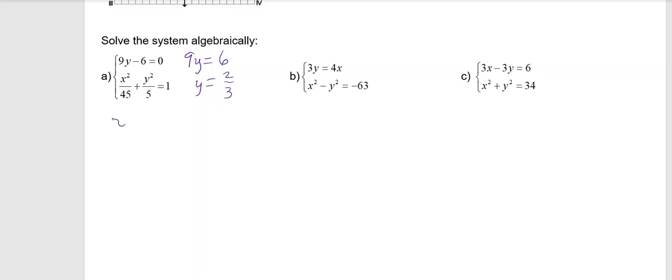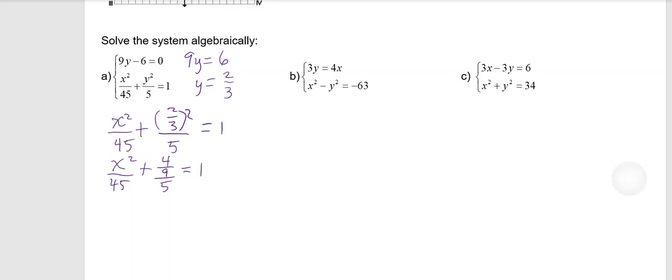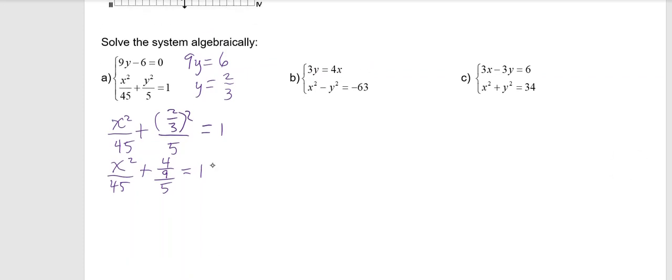So we got x squared over 45 plus, and here I'm going to plug in what I just found for y, (2/3) squared over 5 equals 1. Let me simplify that numerator before I start making any other moves. X squared over 45 plus 4/9 over 5 equals 1. I'm going to simplify this. Let me see, am I running out of room here? Yeah, I'm going to do this over here.